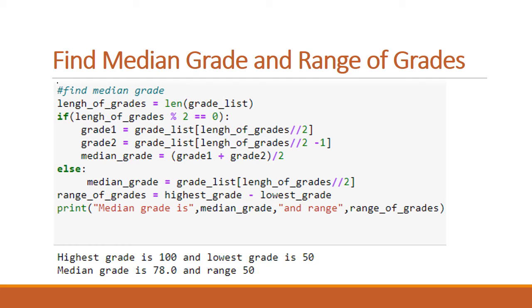If the length of the grades is an odd number, so length of grade mod 2 is not equal to 0, the else is executed, and our median grade is just simply the middle grade, and the middle grade is grade list, length of grade div 2. Once we find the median, now we can find the range, and the range is the highest grade minus the lowest grade. And in this example, we see that the highest grade is 100, the lowest grade is 50, the median grade is 78, and the range is 50.